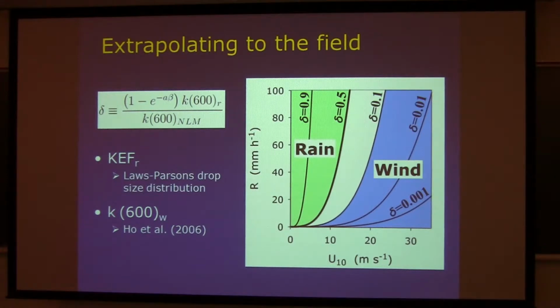And am I reading that correctly, that a delta of 0.9 means you're almost doubling the exchange rate? That means a delta of 0.9 means 90% of the gas exchange rate is based on rain. So the total is 1.9 times what you would have with the gas only. Right.